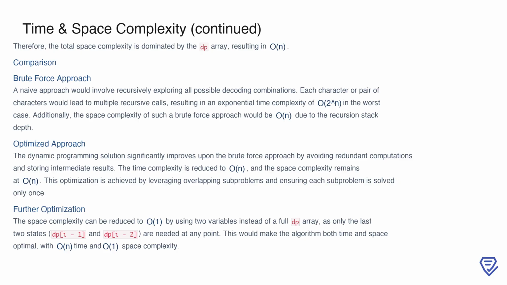However, further optimization is possible. Instead of maintaining an entire DP array, we can use just two variables to track the last two states, dp[i-1] and dp[i-2]. Since only these two values are needed at any given step, this optimization reduces the space complexity to O(1), making the algorithm both time and space efficient with O(n) time and O(1) space complexity.